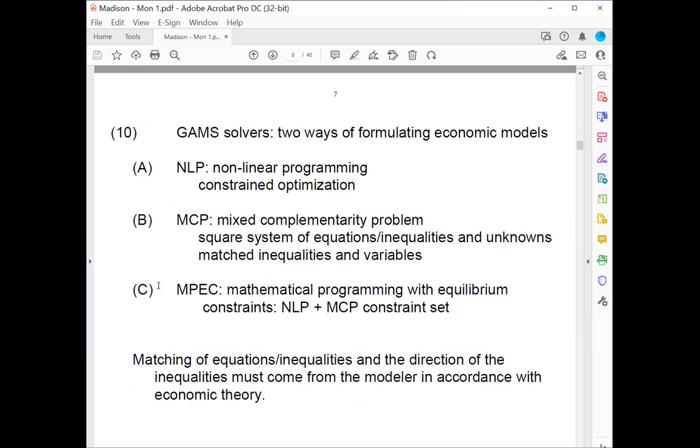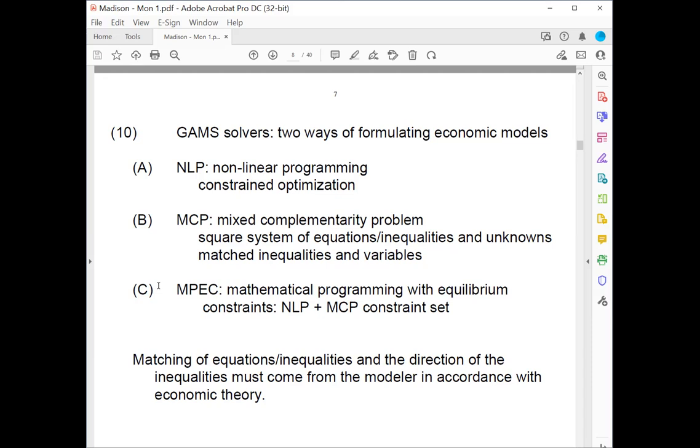In GAMS, there are several ways of formulating economic equilibrium models, and I'll show you a little bit about this morning. A nonlinear program, or NLP, is a constrained optimization problem. But in a constrained optimization problem, you can only maximize or minimize one thing at a time. Economic equilibrium problems, as I said earlier, involve lots of optimization going on by firms and households. So you can't really formulate a general equilibrium model successfully as an NLP. It's not going to work.